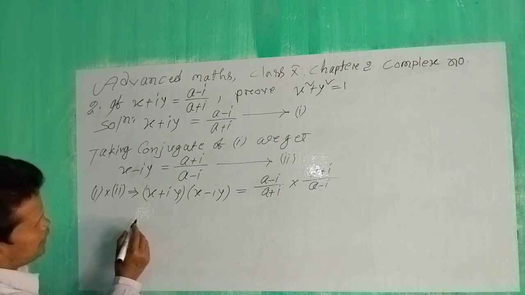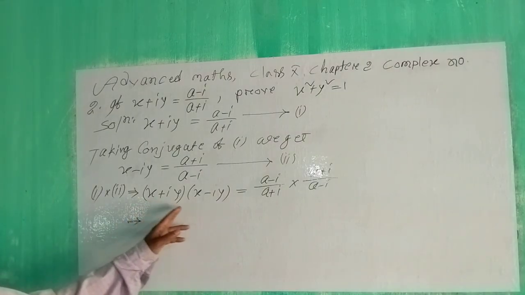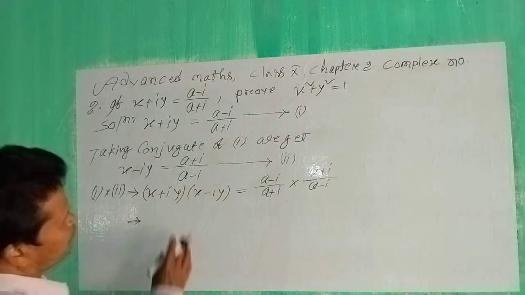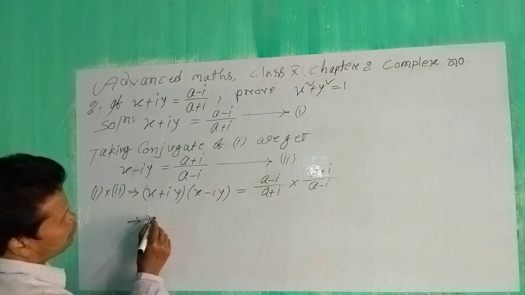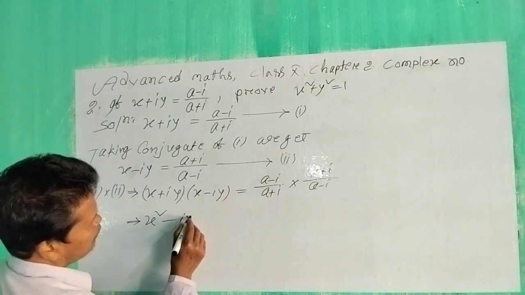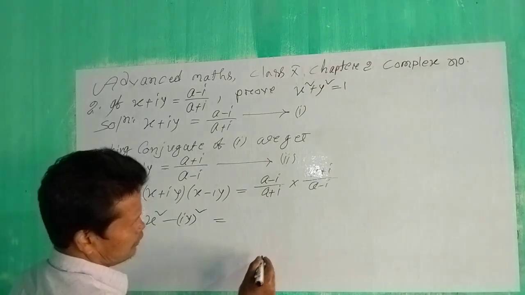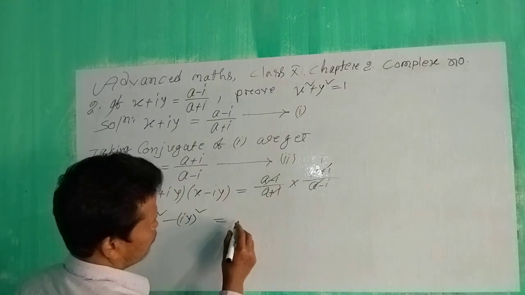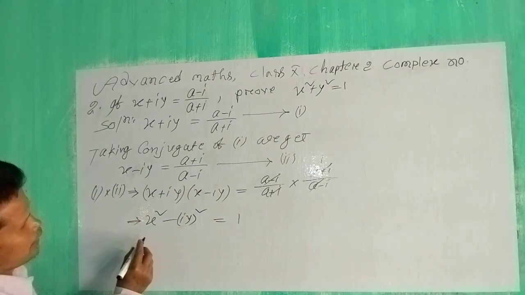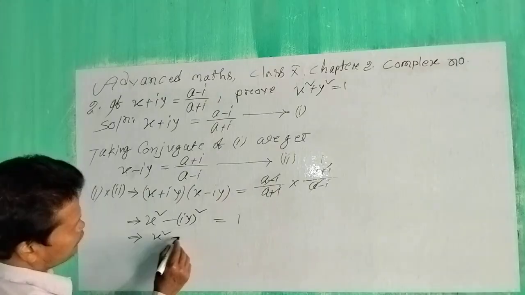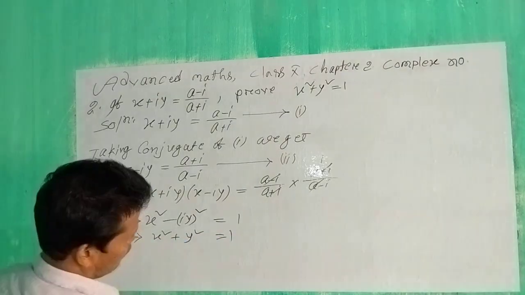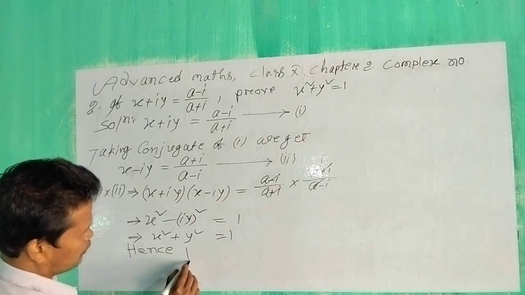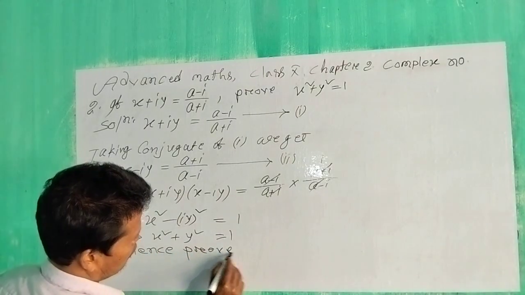Next, on the left side, x plus iy into x minus iy. It is a formula. That means we multiply using the formula a plus b into a minus b equals a square minus b square. Next, we cancel a minus i and a plus i, and we have 1. Next, x square plus y square equals 1. Hence proved.